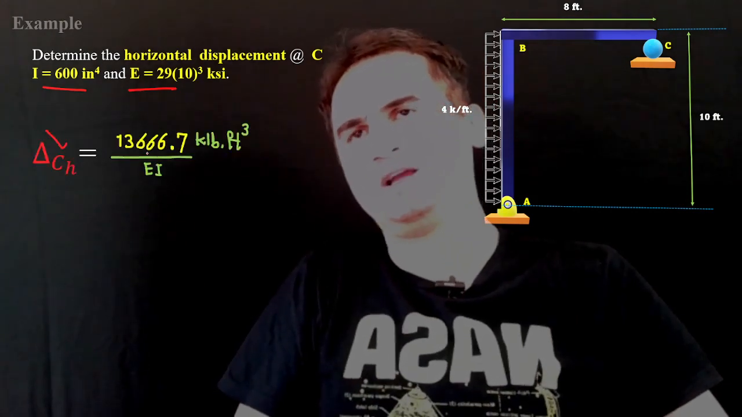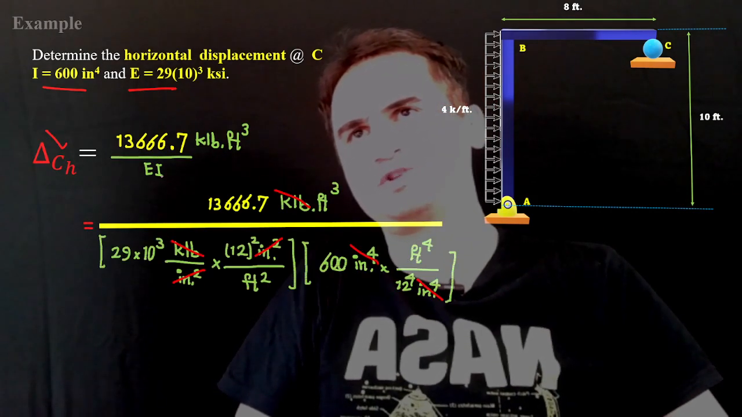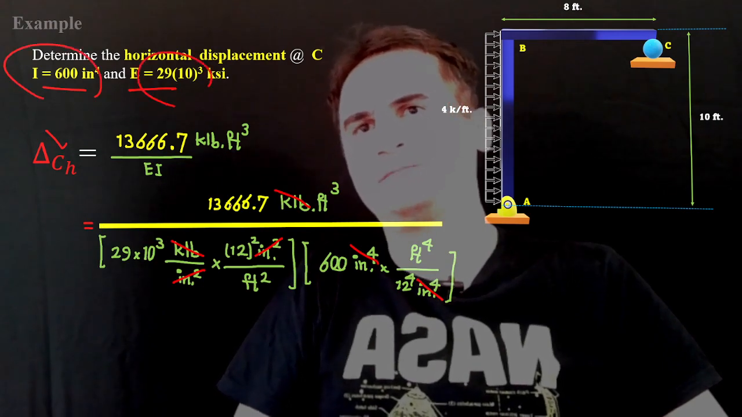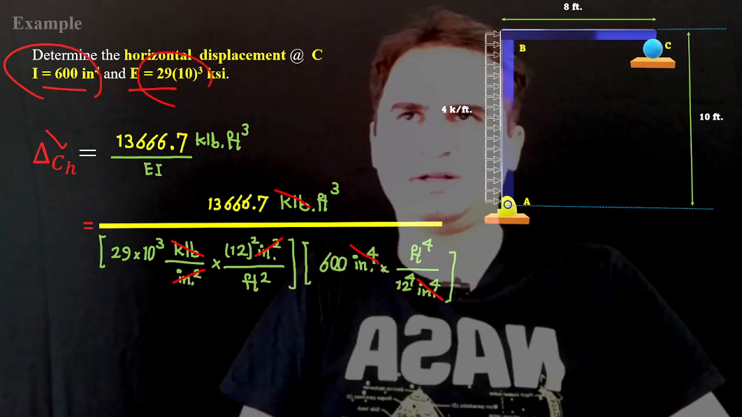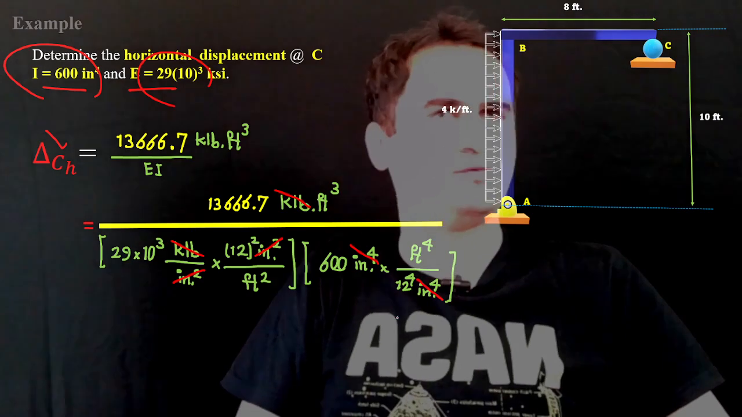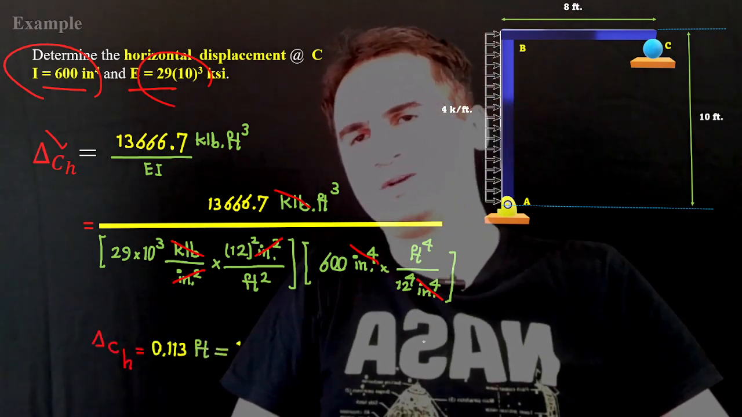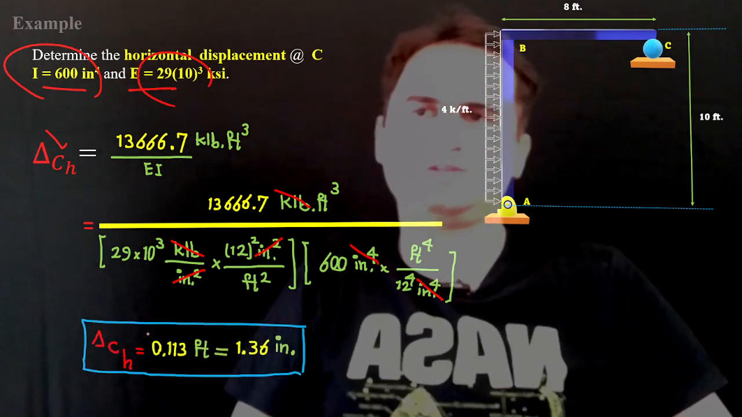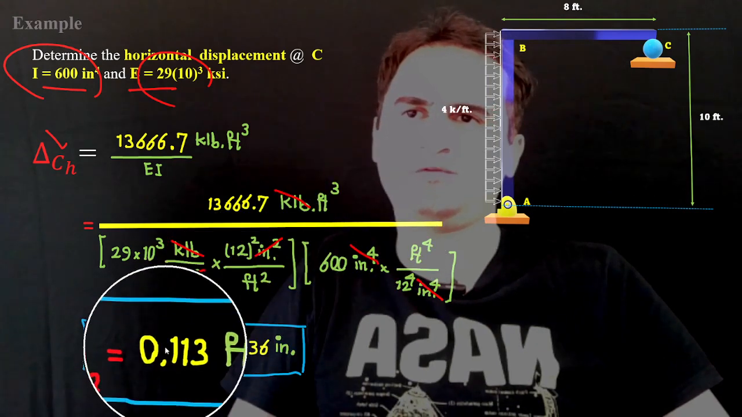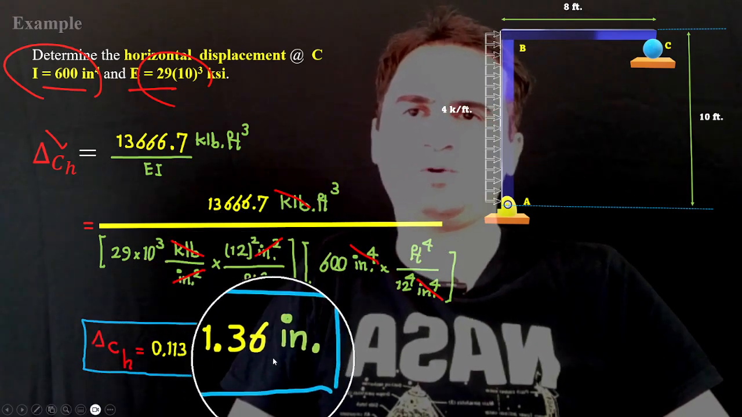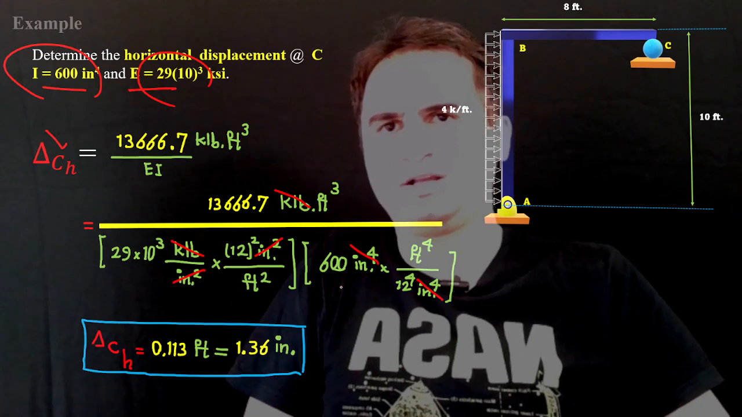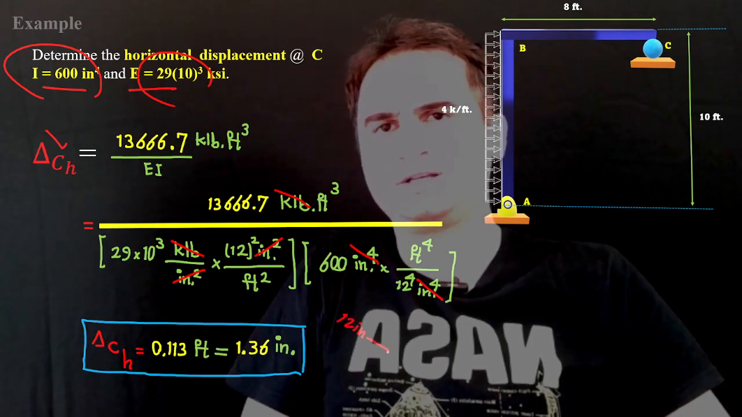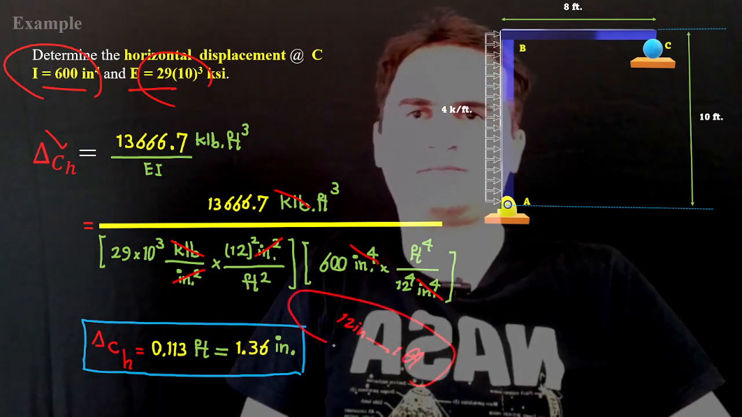So delta CH is equal to this term, and if you replace EI from the top and convert inches to feet or feet to inches, you can easily get delta C horizontal equal to 0.113 feet, or 1.36 inches, where each 12 inches is 1 foot.